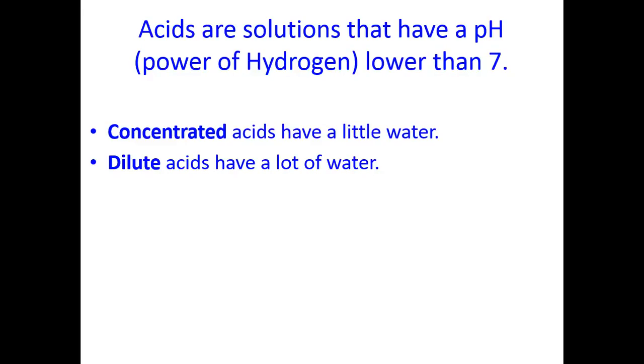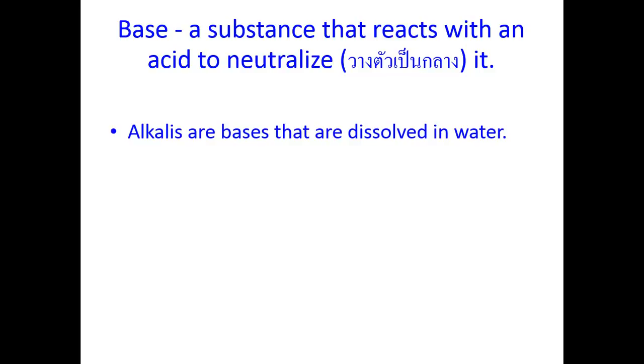So acids are solutions that have a pH, which stands for power of hydrogen, lower than 7. A concentrated acid has a little bit of water in it, and a dilute acid has a lot of water in it. Base. A base is a substance that reacts with an acid to neutralize it. Alkalis are bases that are dissolved in water.